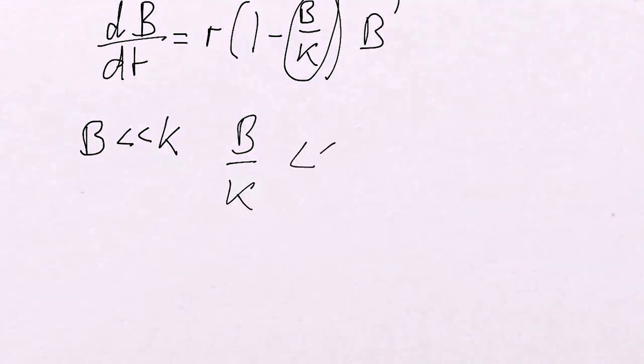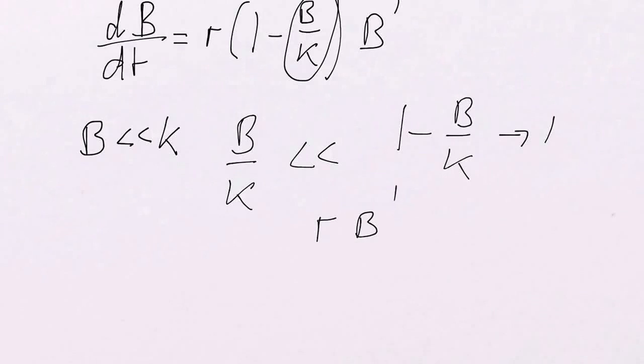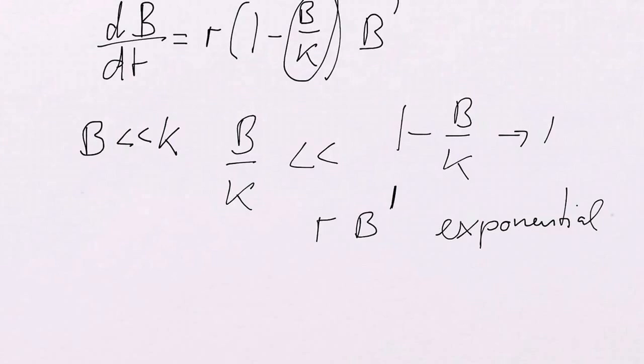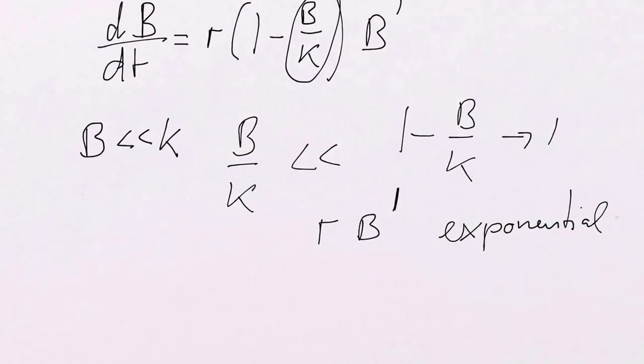So B over K is small. 1 minus B over K will be close to 1. So therefore we have R B to the power of 1. What's that? That is exponential growth. So if the population of rabbits or humans or insects is far away from the capacity, we will see exponential growth.